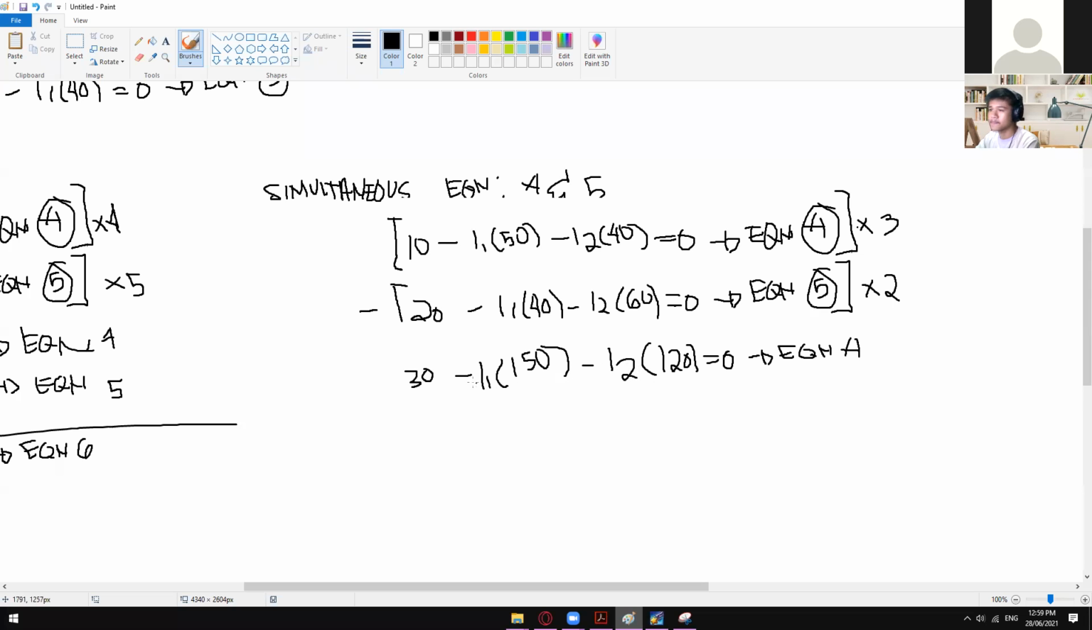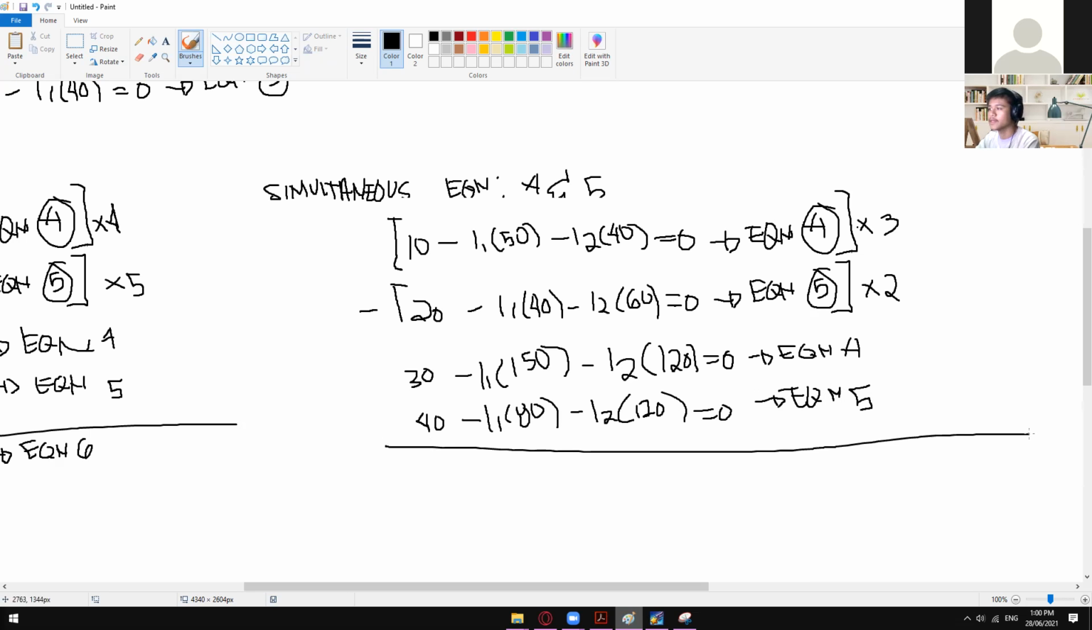And then for the second equation, or equation number 5, just multiply this one by 2. So 20 will become 40 minus I1 times 80 minus I2 times 120 is equal to 0. This is now our equation number 5.